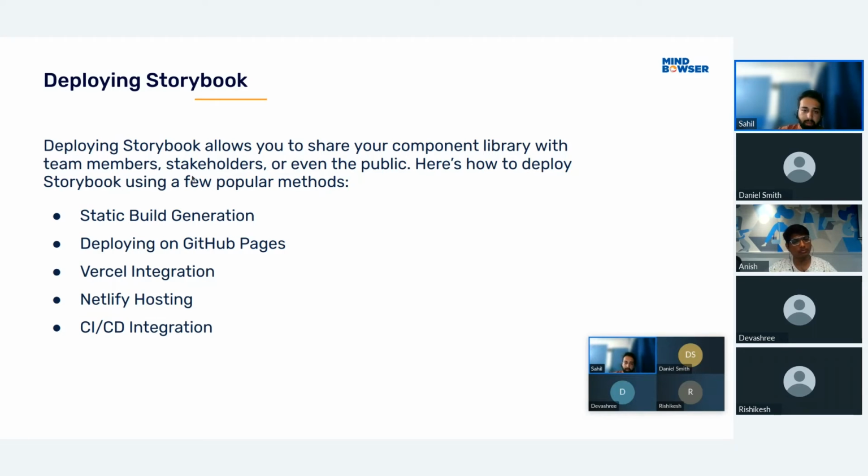Second is deploying on GitHub Pages. As we know, GitHub Pages is a free and popular choice for hosting static websites, so you can deploy a Storybook there as well. And this method is ideal for projects already hosted on GitHub.